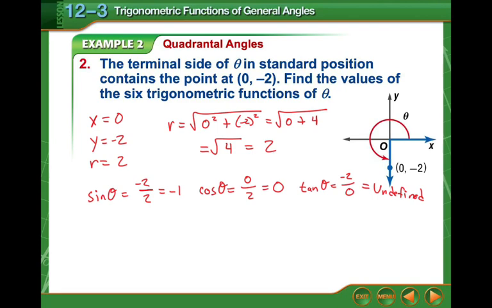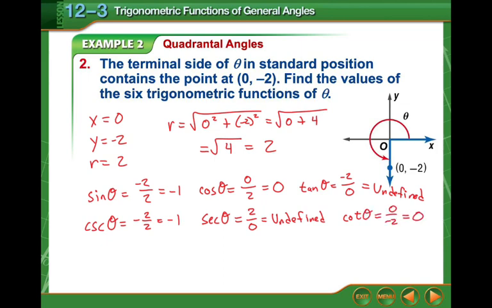Can't divide by 0. Cosecant theta is going to be 2 over negative 2, really. But again, that's negative 1. Secant of theta is 2 over 0. Again, we got that problem where we were dividing by 0, so that's undefined. And cotangent of theta is equal to 0 over negative 2, which is just 0. So there's our 6 trig functions for this specific quadrantal angle.